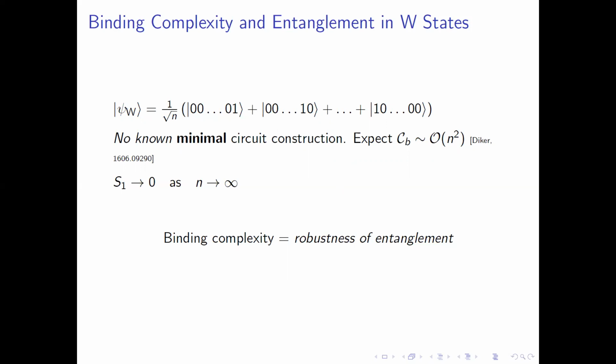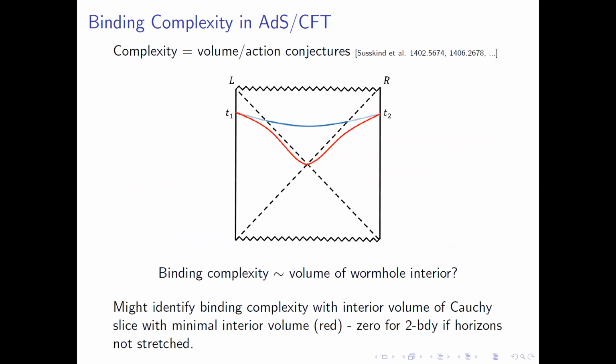So let's talk also a little bit about what we should expect this kind of quantity to correspond to in AdS/CFT. As we know, for the normal complexity, we have these volume and action conjectures by Susskind and collaborators in a series of papers. And they hypothesized that maybe the complexity of the boundary state dual to a wormhole geometry corresponded to the volume of the wormhole.